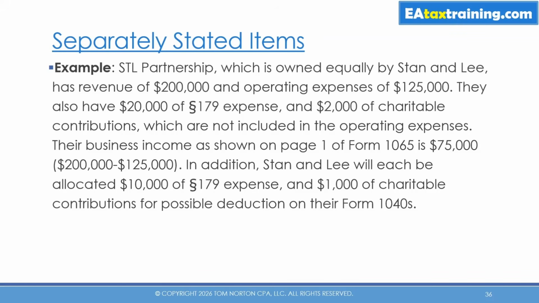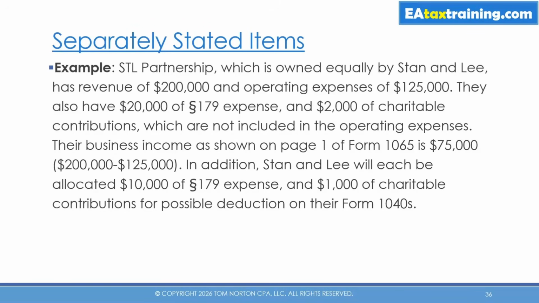STL Partnership, which is owned equally by Stan and Lee, has revenue of $200,000 and operating expenses of $125,000. So that's their ordinary business income and expenses. They also have $20,000 of Section 179 expense and $2,000 of charitable contributions, which of course are not included in their operating expenses. So their business income shown on page 1 of Form 1065 is $75,000. In addition, Stan and Lee will each be allocated $10,000 of Section 179 expense and $1,000 of charitable contributions for possible deduction on their Form 1040s.